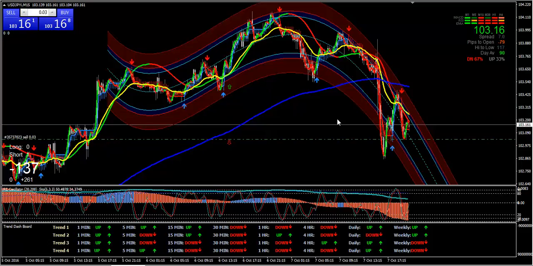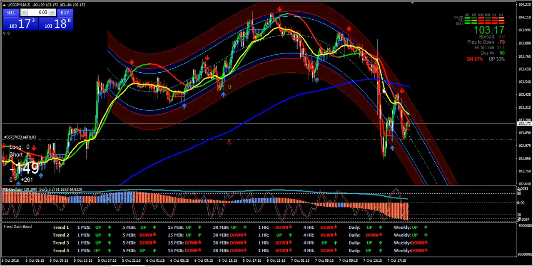Now, the other indicators that we use are two EMAs right here. You can change the colors to these however you like. And what we do is when these EMAs cross, and in this case, the yellow is below the blue, that indicates to us a downward trend. Versus if the yellow is above the blue, that means it's an upward trend. That's one indicator to go off of, in addition to the trend bar down here and the oscillator, etc.